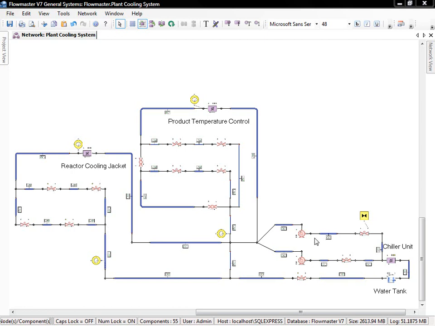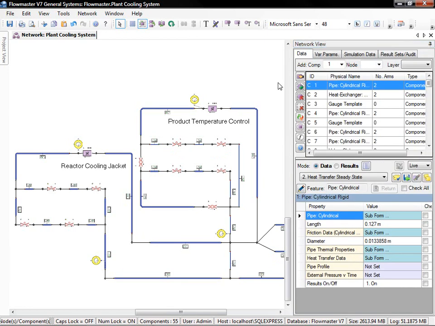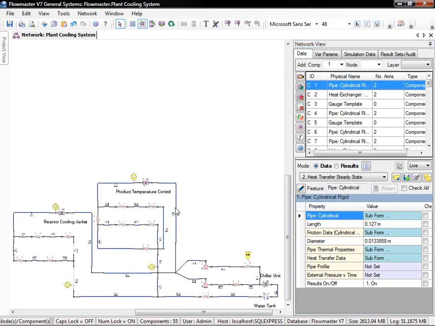We start off with a chiller unit, which is going to store the water as well as bring it down to the operating temperature. We have a pump system, and then we have this leading into two systems, product temperature control and the reactor cooling jacket.